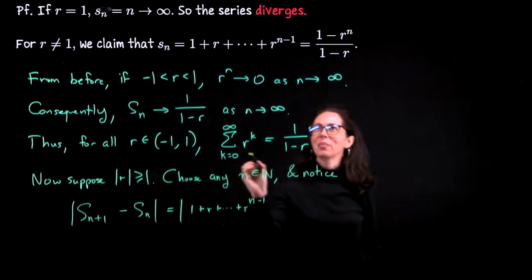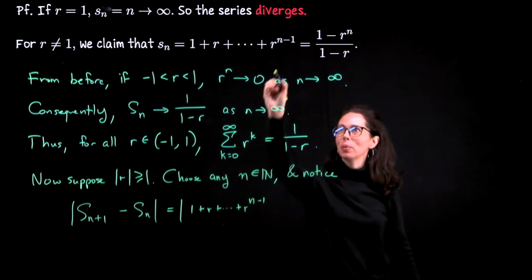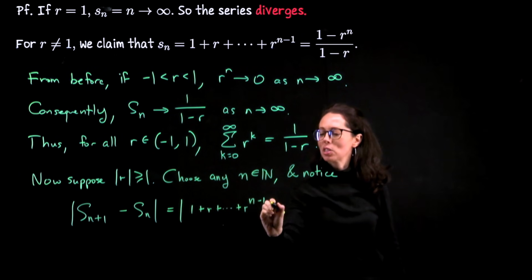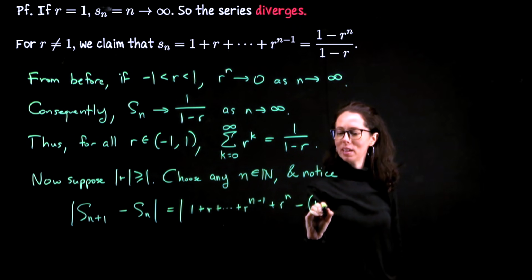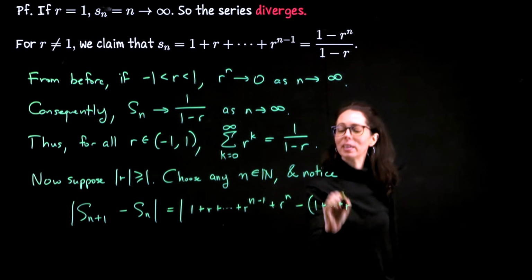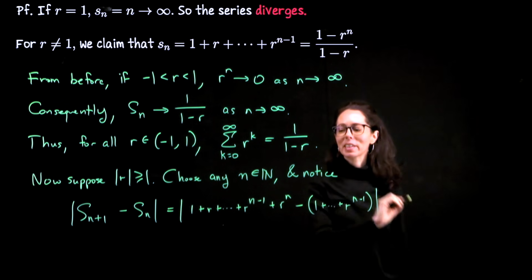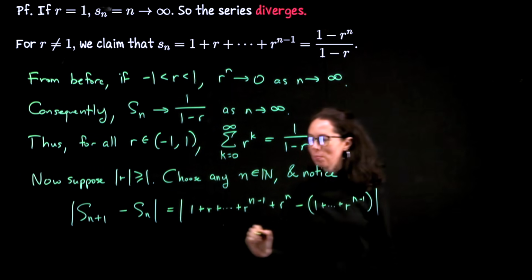I'm getting confused here with my indexing. So s sub n ends with r to the n minus 1. So this one should end with r to the n. There we go. Minus, and then this one is 1 plus r to the n minus 1. Okay. Basically, they differ in this term. That's what I'm trying to get to.